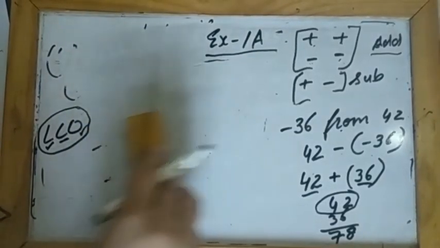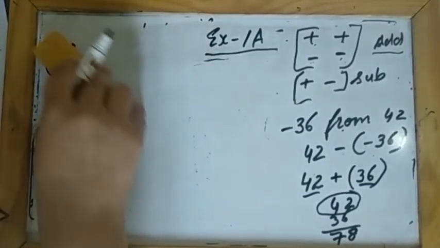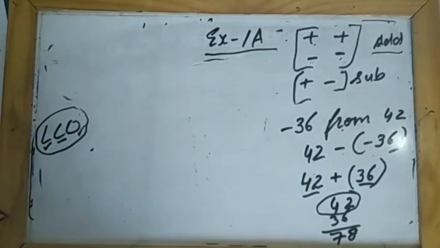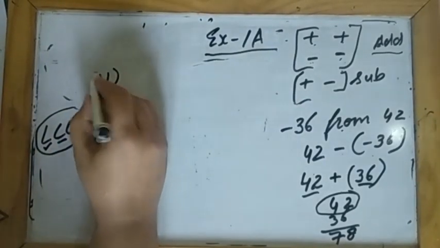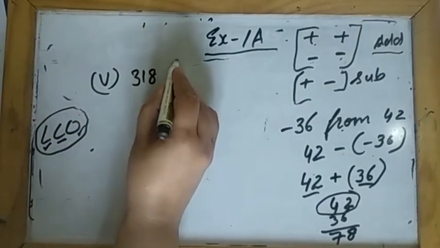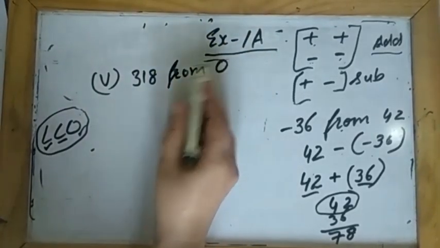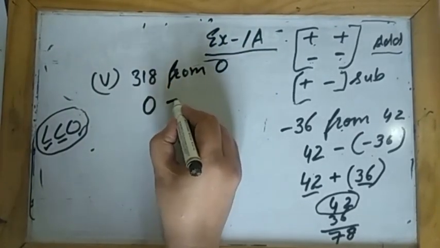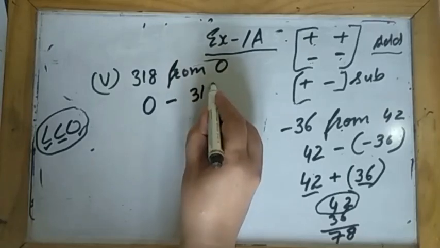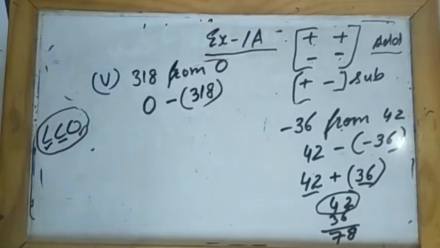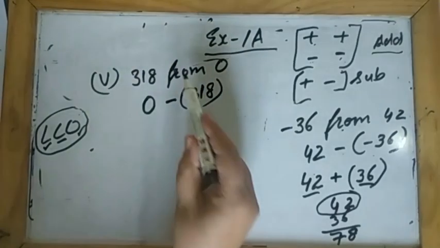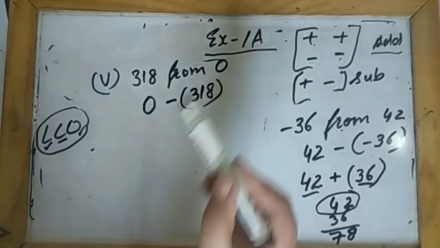Now let me do one more example. I will take the fifth part. It says subtract 318 from 0. From 0 means from 0 I have to subtract 318. So this becomes my sum. From 0 I have to subtract 318.